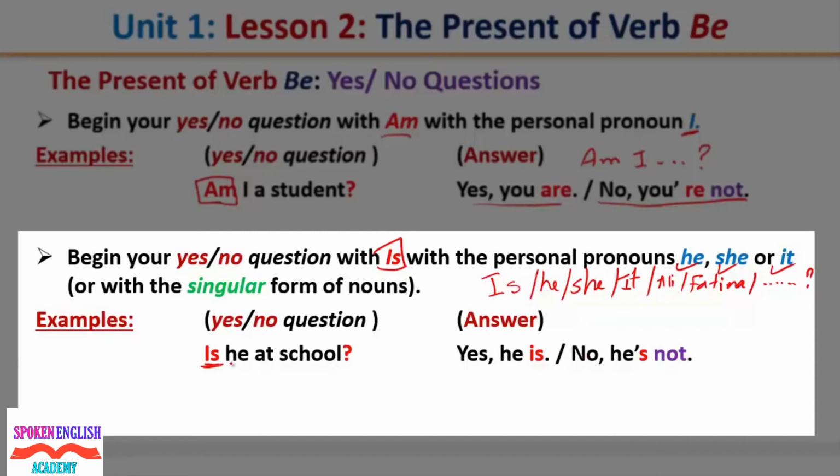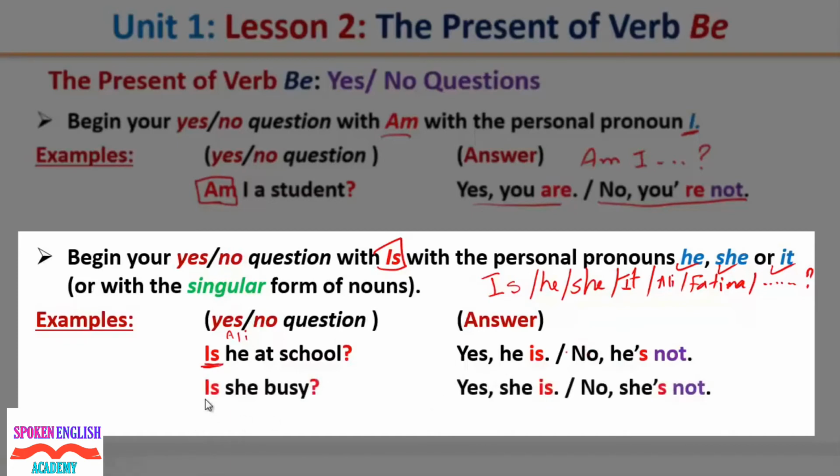Now notice that instead of he, we can use a singular noun. For example, we can say, is Ali at school? So we can say is he at school, or we can say is Ali at school. The answer is yes, he is, or no, he is not.